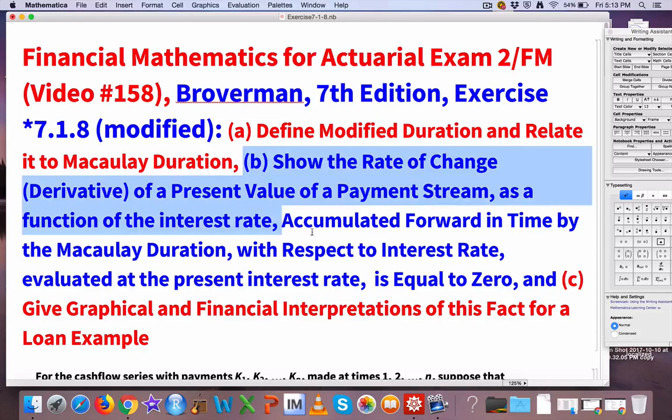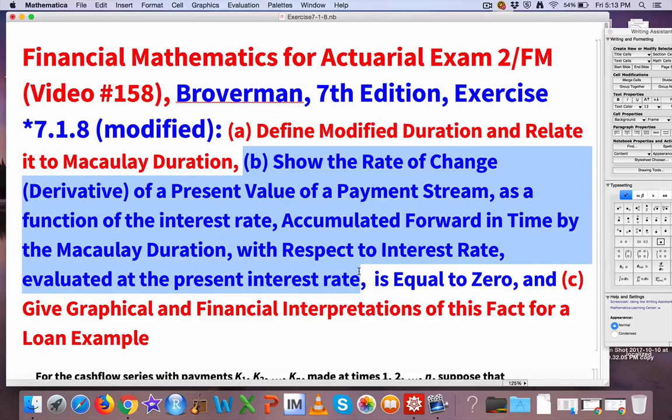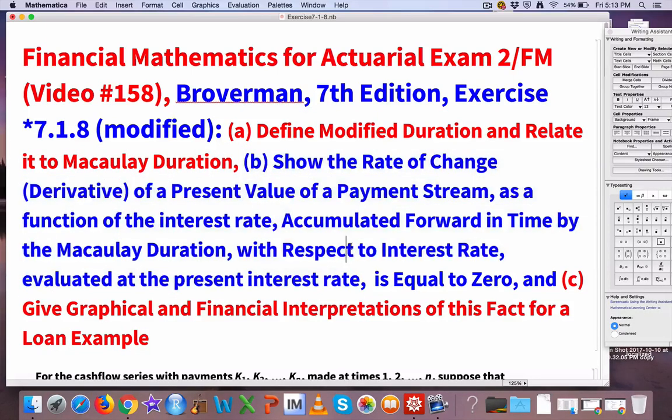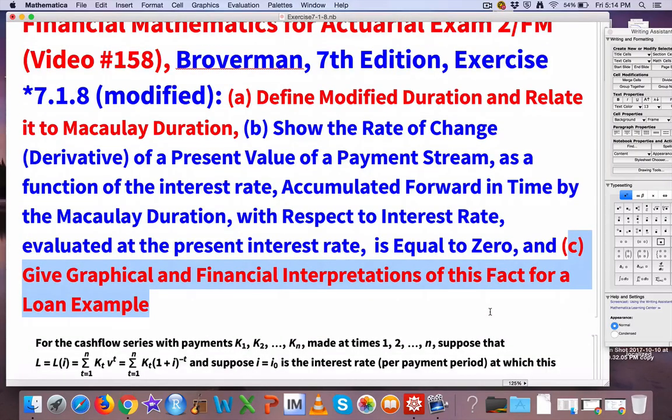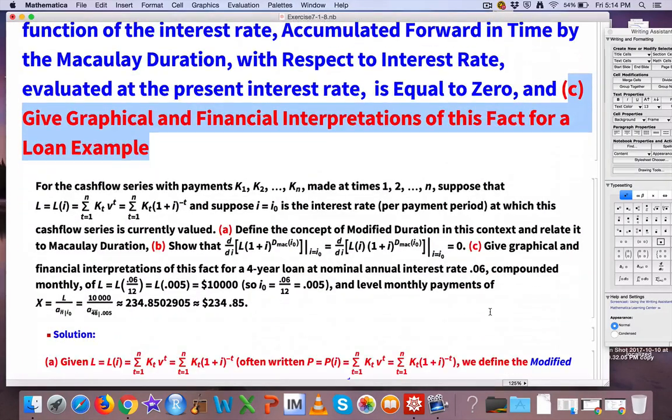You can see the description of part B is very difficult to understand. It's easier to understand if we actually look at the equation for it, so we'll come to that in a minute here. And again, in part C, we want to give graphical and financial interpretations. Alright, so here in black you can see this is the actual problem statement. Alright, so take a breath.